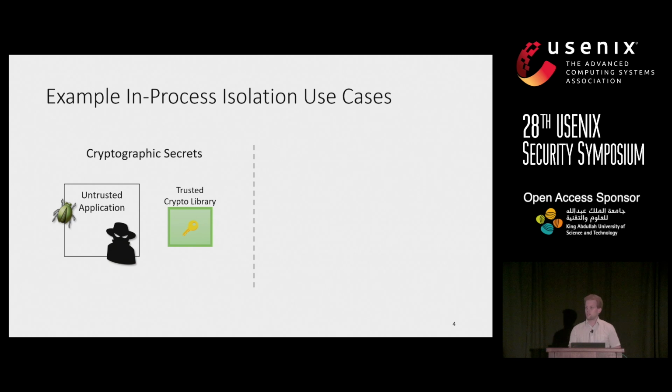For instance, we can isolate the cryptographic keys from the untrusted application and permit access only via a very narrow interface, for example, the decrypt and encrypt functions. An attacker inside the untrusted application can no longer directly access the key and leak it.